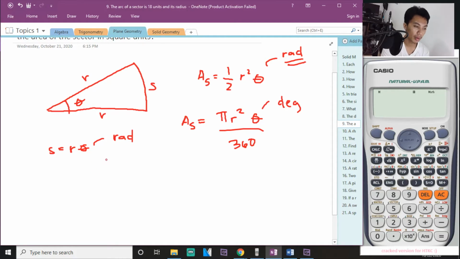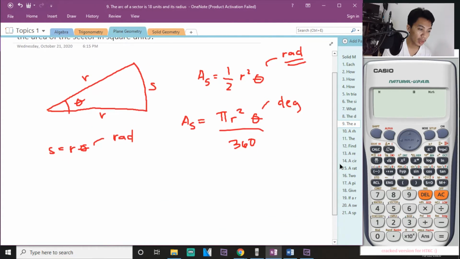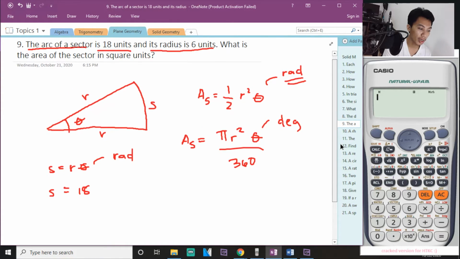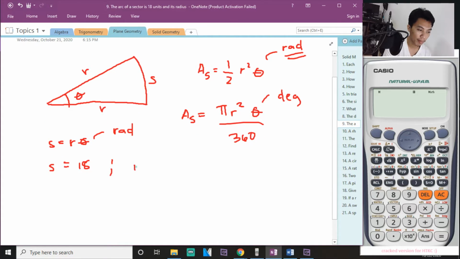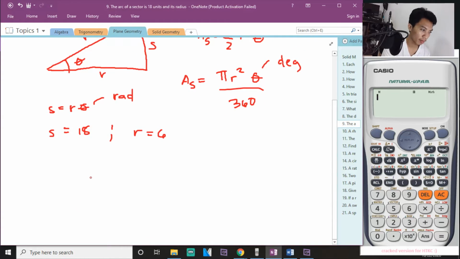Yan. Okay? So, dito, ang tinatanong, the area of the sector. So, the arc of the sector, S is equal to 18. Hindi natin alam si R. Bigay ba ng degrees dyan? Ayun, radius is 6 units. So, now, we will get the area of your sector.